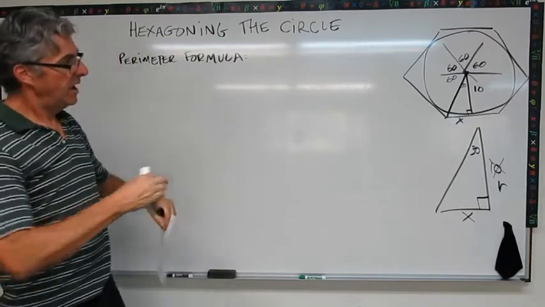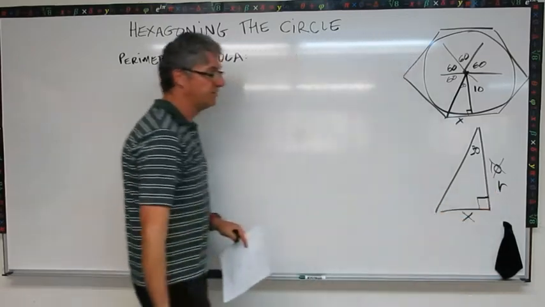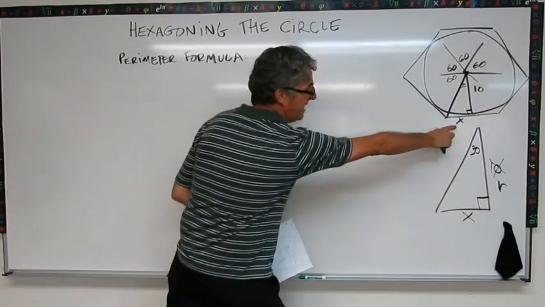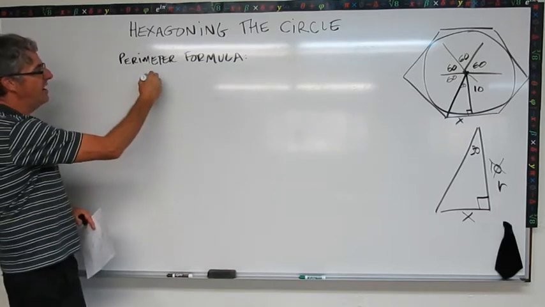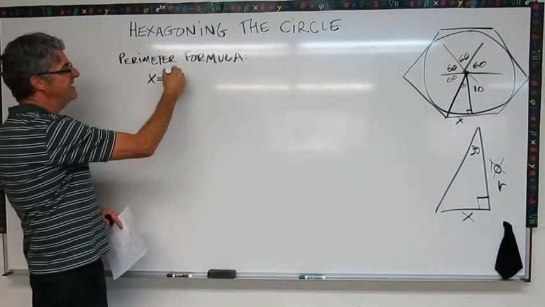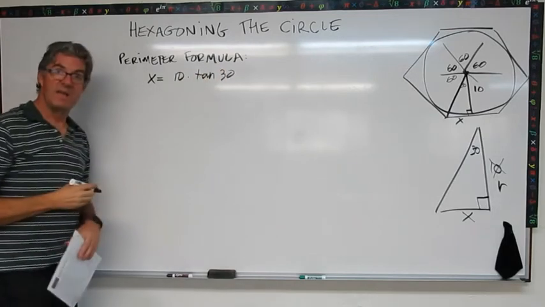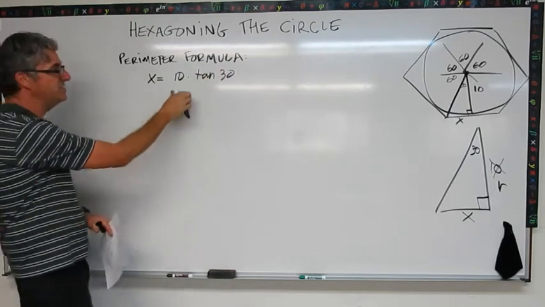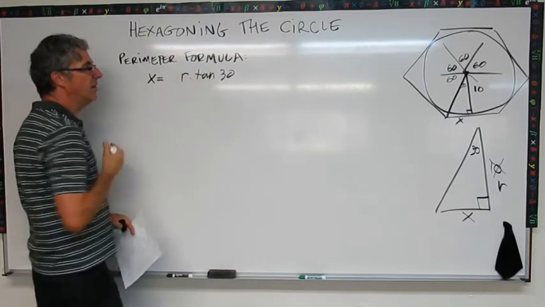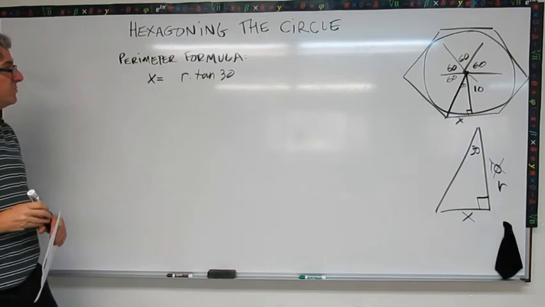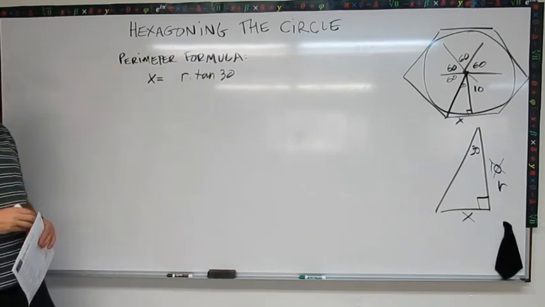Okay? So I have my diagrams from before. I crossed off my 10 and I wrote r. So remember, we were finding x first, one little piece of the perimeter. So x was equal to 10 times tan 30, right? However, like I said, no 10s anymore. We have just r. R times tan 30. So this would be a way to find the little x for any size diagram, whatever the radius is.